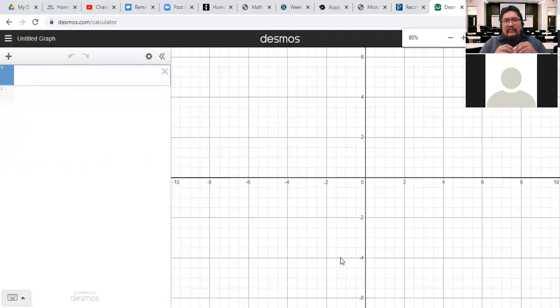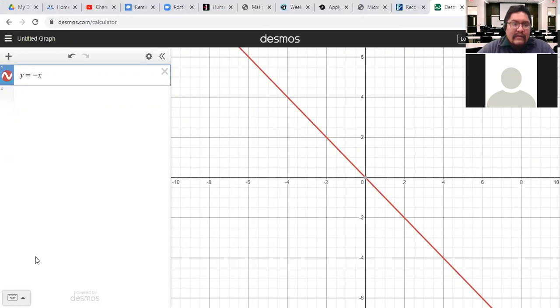All right, so this way I don't have to keep switching back and forth between the different screens. Sometimes that can be confusing or disorienting to students. So I'm going to try to keep this going. Y equals negative x square. So we have a square.